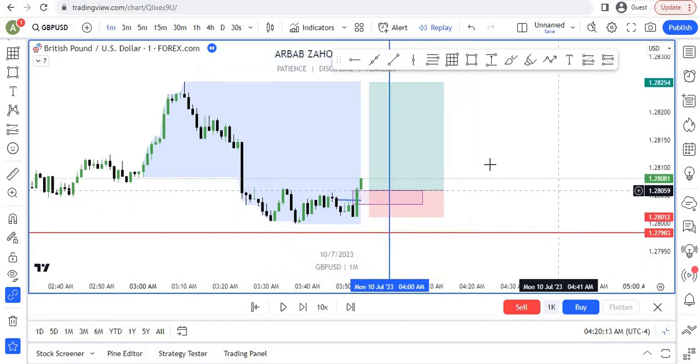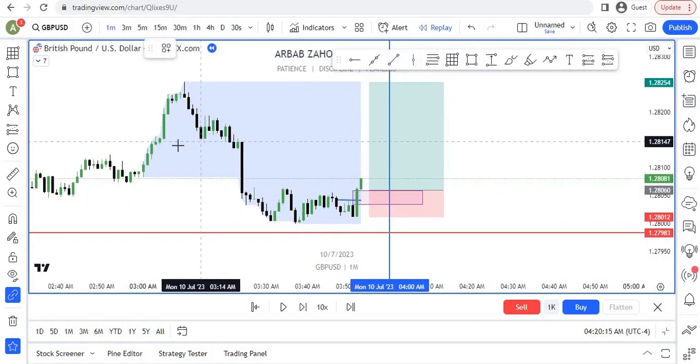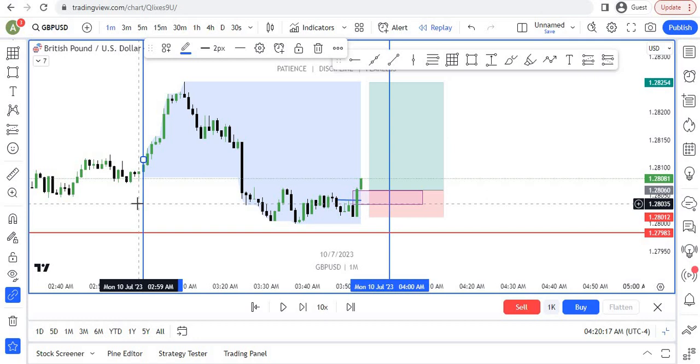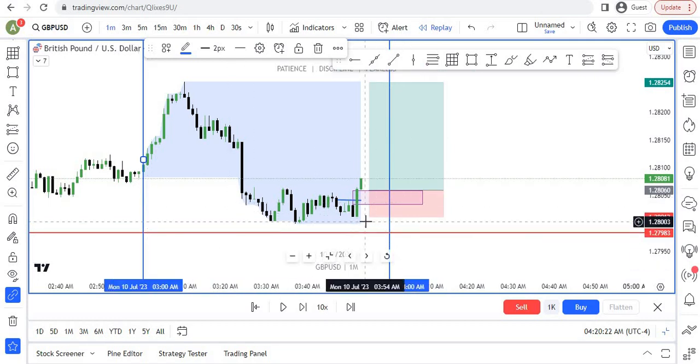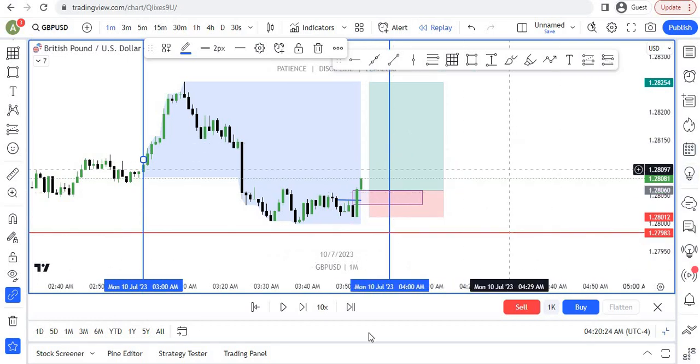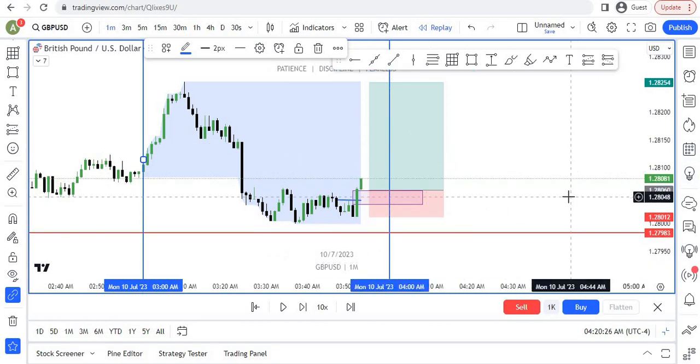The most important point you have to understand is that this is 3 to 4 a.m. Your entry should be in this time frame, not after. You can hold the trade after 4 a.m. until the New York session, no problem, but your entry should be between 3 a.m. and 4 a.m.